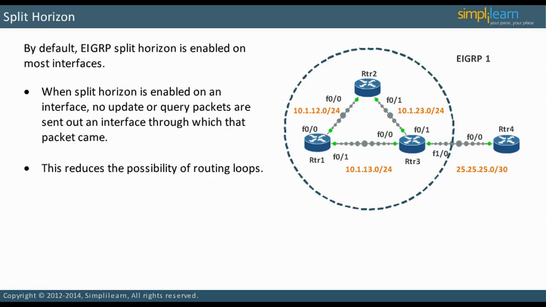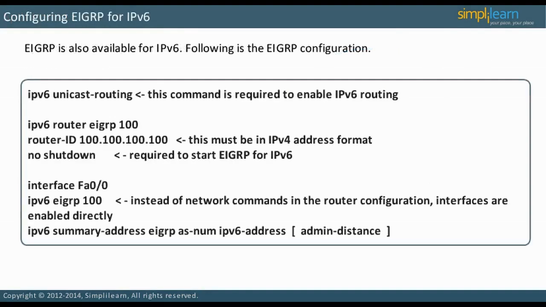Now we will look at the IPv6 configuration in the next slide. EIGRP is also available for IPv6. This slide shows an IPv6 configuration. Take some time to review the configuration and notes. Let us move on to the quiz questions to check your understanding of the topics covered in this lesson.